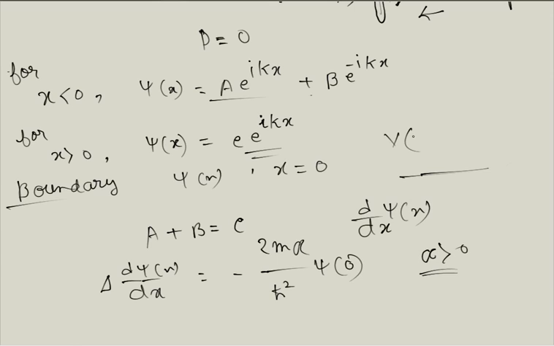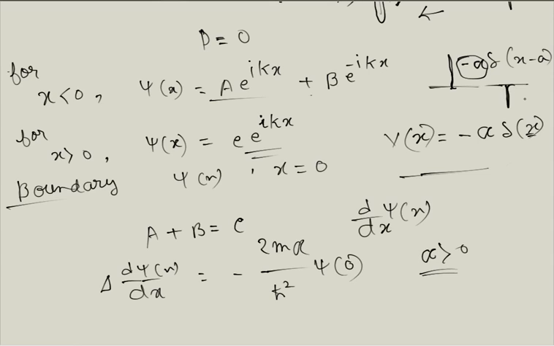And the potential in this case was minus alpha times the delta function. Originally the delta function goes to positive infinity at x equals 0. For this definition, delta of x minus a, it goes to infinity at x equals a, and when we multiply it by a negative quantity, it creates a delta function well in this case. So it goes to negative infinity at x equals 0 in this case, or x equals a in this definition.